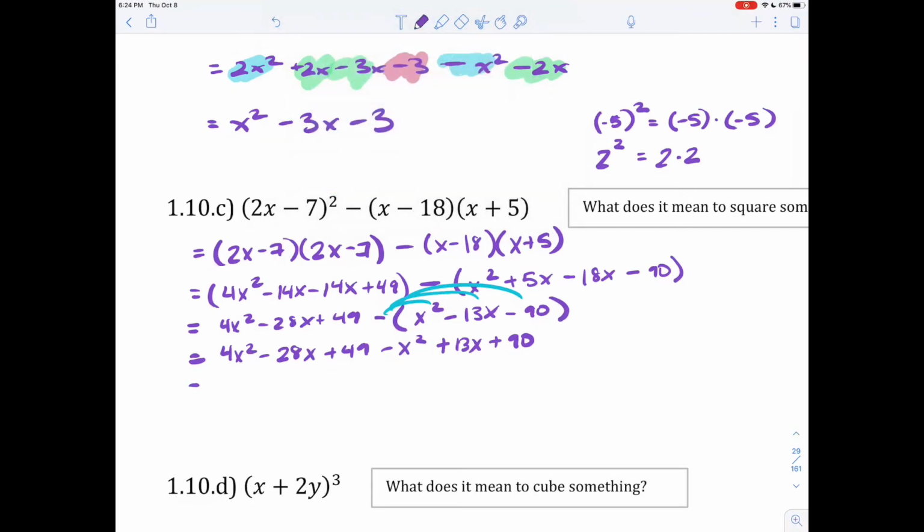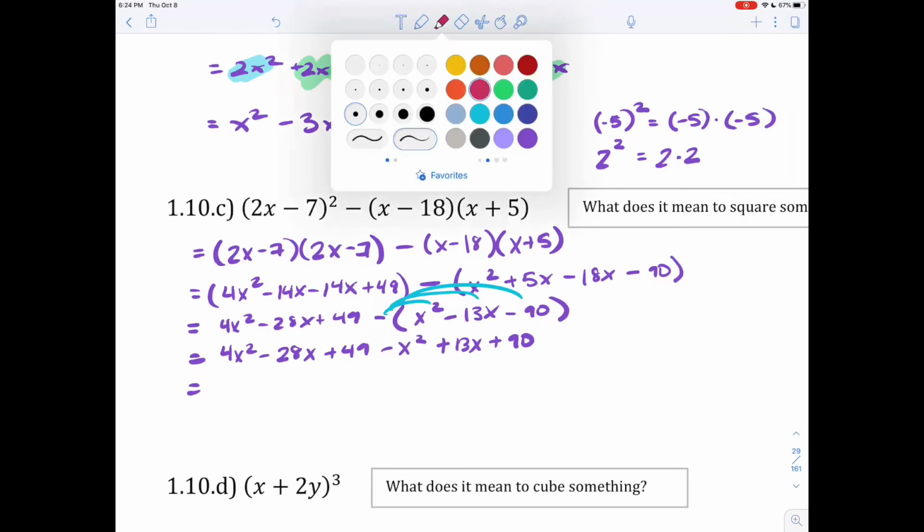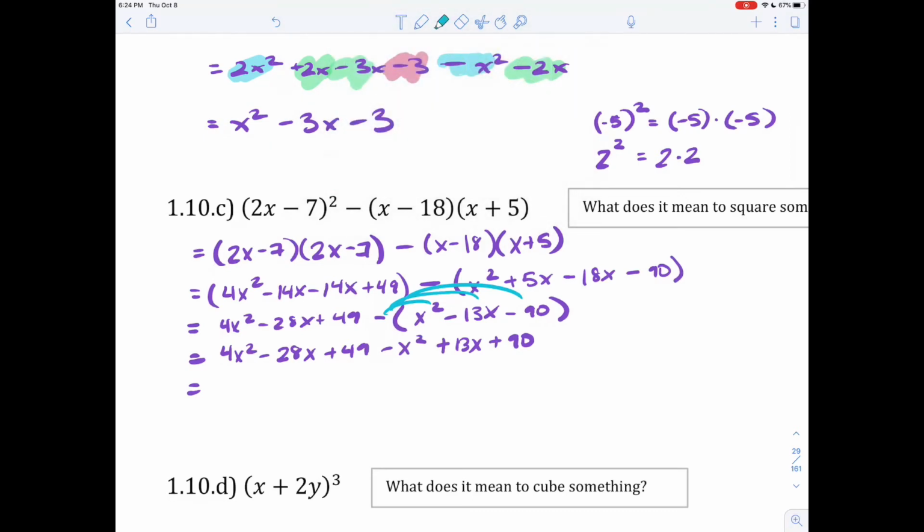Alrighty, now we're cooking. Taking a look here, we're now just going to collect our like terms. This guy is an x squared and this guy is an x squared. 4 minus 1 will give us 3x squared.